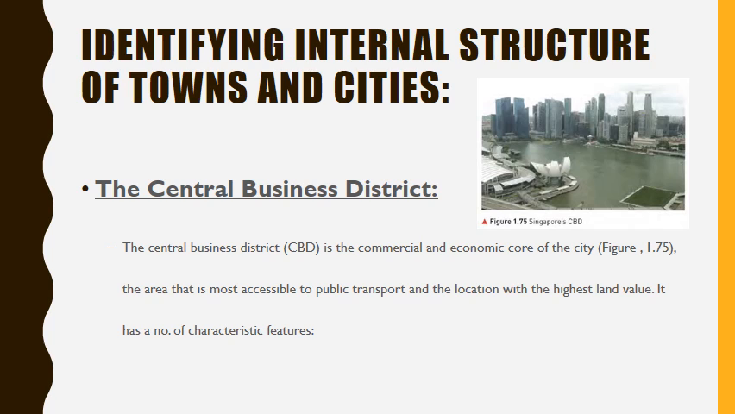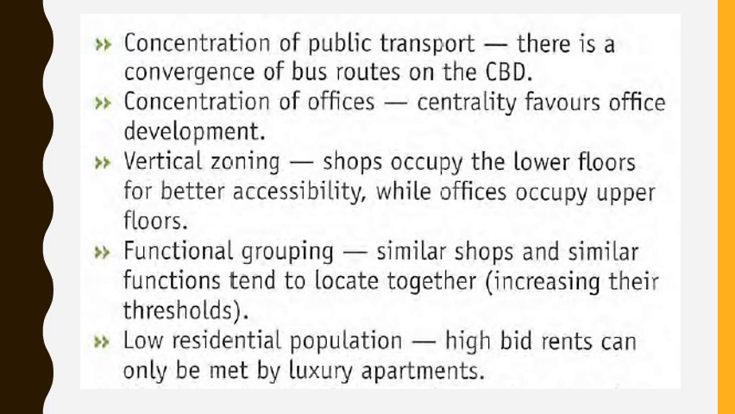Identifying internal structure of towns and cities. The Central Business District (CBD) is the commercial and economic core of the city. Picture number 1.75. It is the area that is more accessible to public transport and the location with the highest land value. It has a number of characteristic features. Concentration of public transport. There is a convergence of bus routes on the CBD. Concentration of offices. Centrality favors office developments.